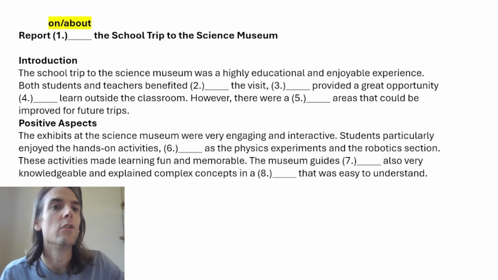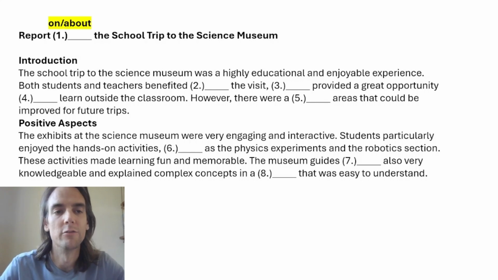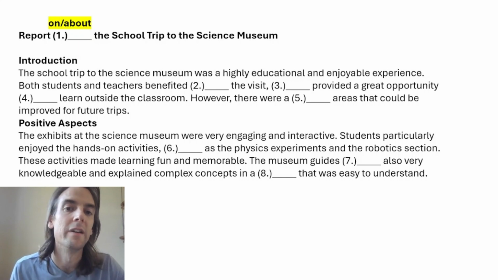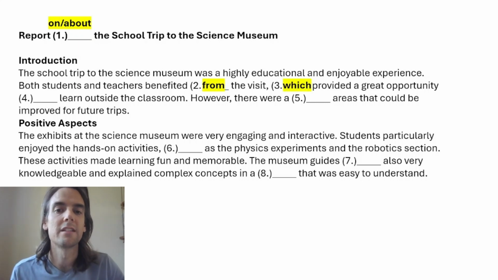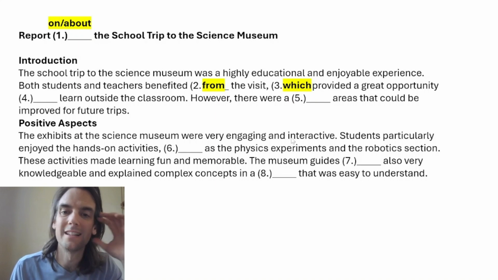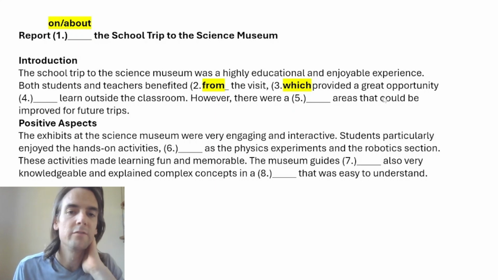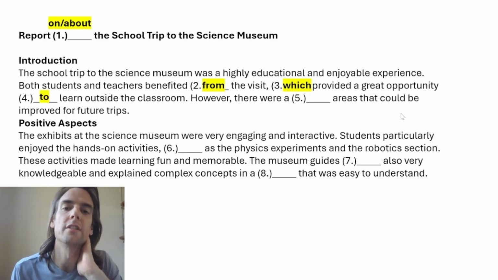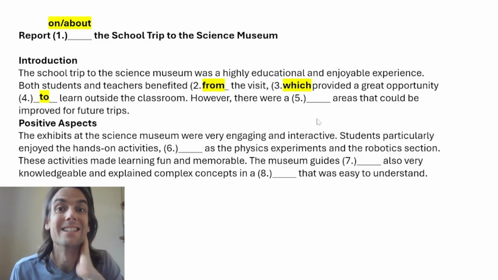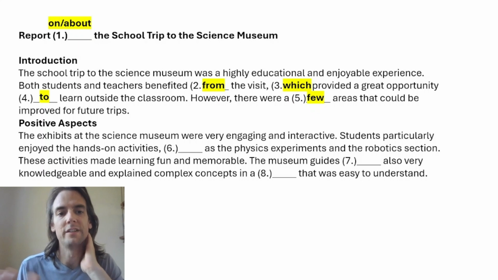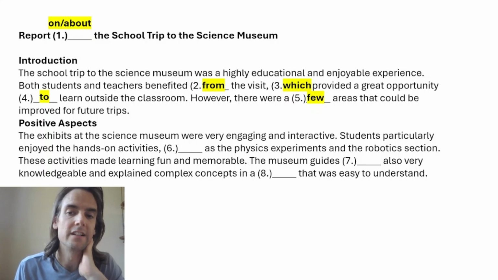Number 1, you can say on or about, because that means the report is related to, on this subject. Number 2, you benefit from something, don't you? That's the preposition with benefit. And number 3, we must have which, because this is a non-defining relative pronoun, isn't it? There's a comma, you're just adding extra information. Number 4, you have an opportunity to do something. And number 5, this is a very common C1 phrase, a few, meaning some. It must be a few. I can't think of anything else that fits there.